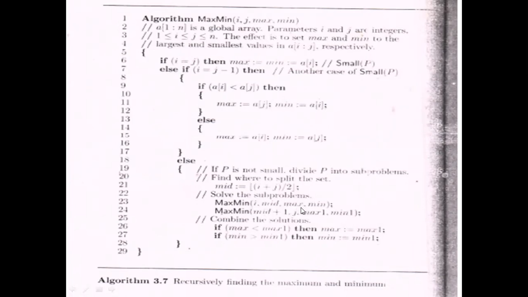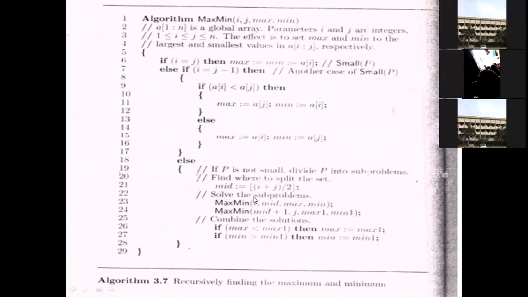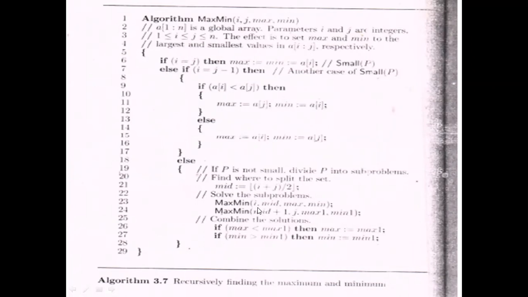By recursive calling of the maximum minimum function, we find the maximum value and minimum value in the first subarray. Same, by recursive calling of the function, we find the maximum value and minimum value in the second subarray. After finding them in both sub problems, we compare minimum with minimum and maximum with maximum. So here the problem is divided into two sub problems, each sub problem having n by 2 elements.